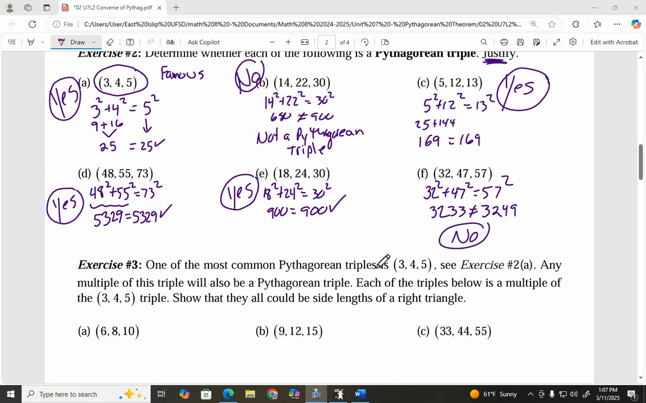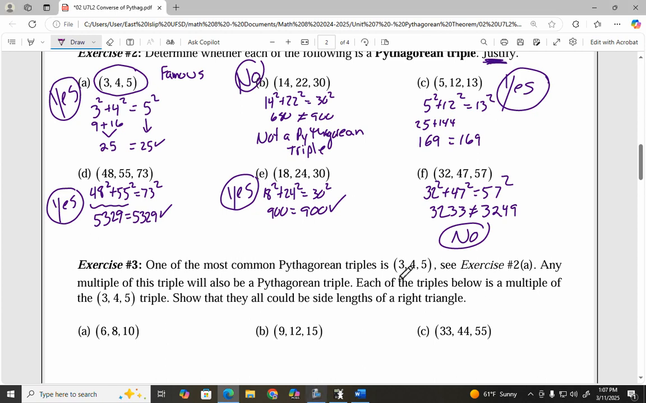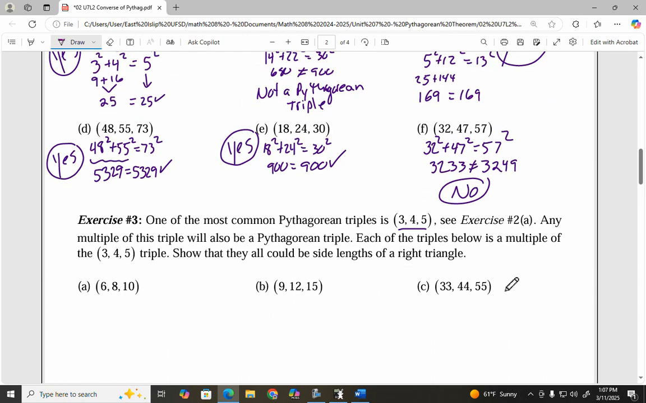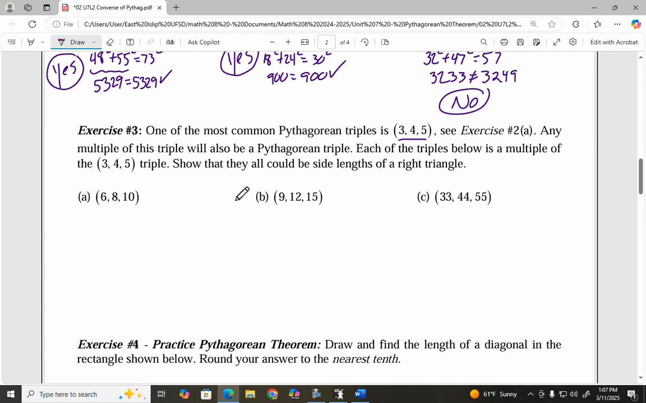So exercise 3 talks about the most common Pythagorean triple, which is the 3, 4, 5. I told you it's the only 3 consecutive integers that work in the Pythagorean theorem. But something that's so great about remembering 3, 4, 5 is that any multiples of a 3, 4, 5 right triangle also are a Pythagorean triple. And what I mean by multiples, take a look at letter A here.